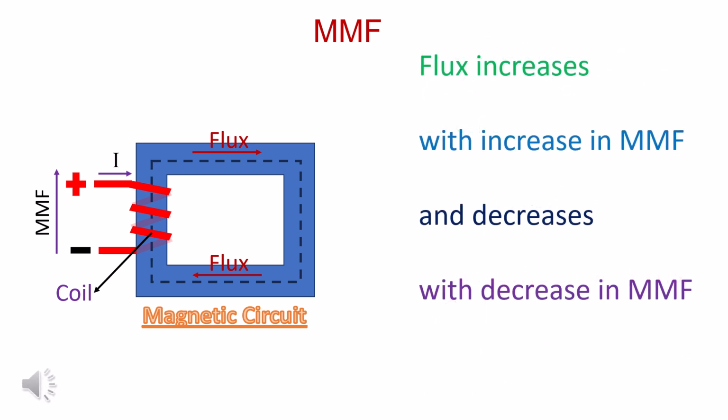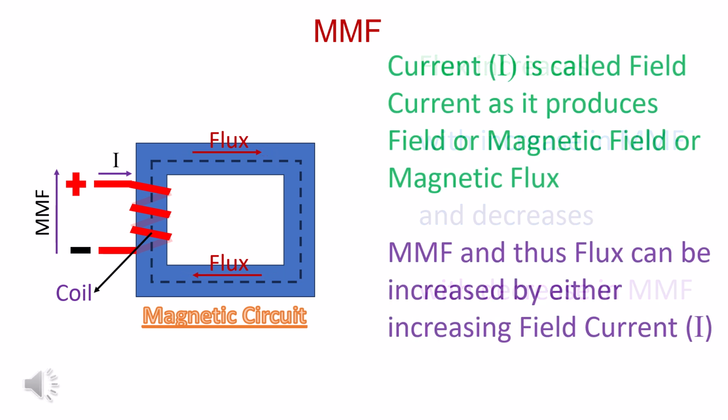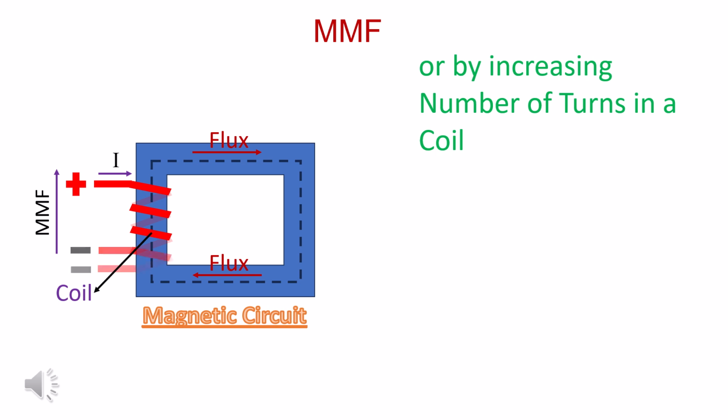Flux increases with increase in MMF and vice versa. Here, current is called field current as it produces field or magnetic field or magnetic flux. MMF and thus flux can be increased by either increasing field current or by increasing number of turns in a coil.